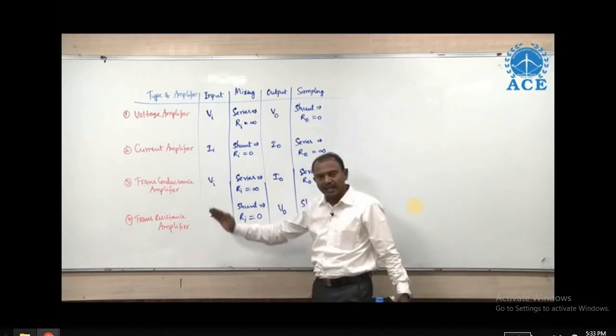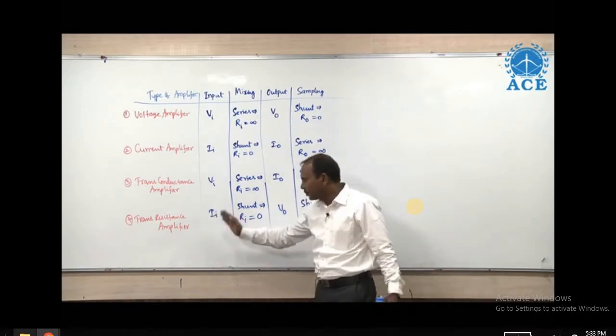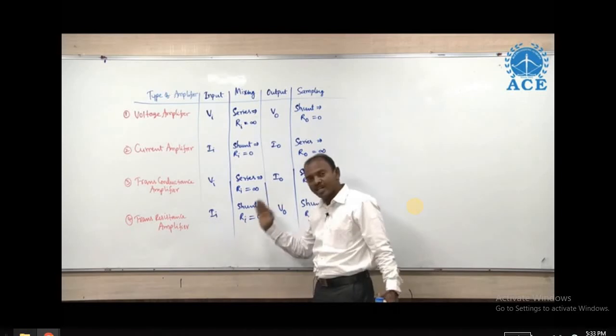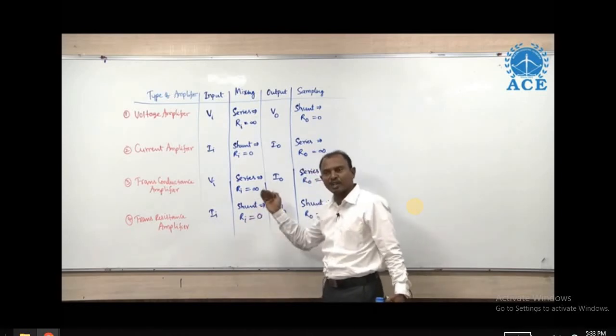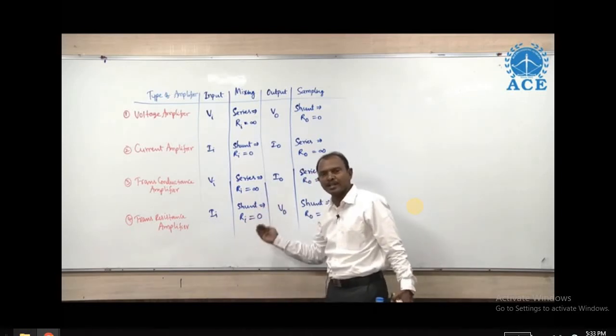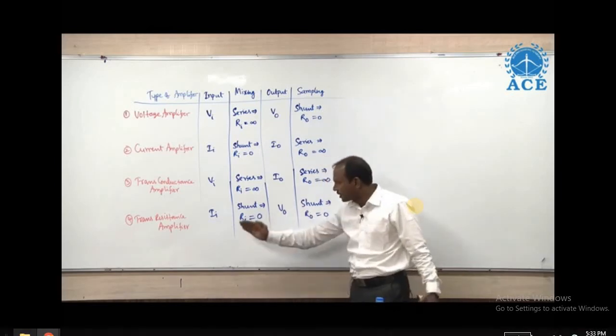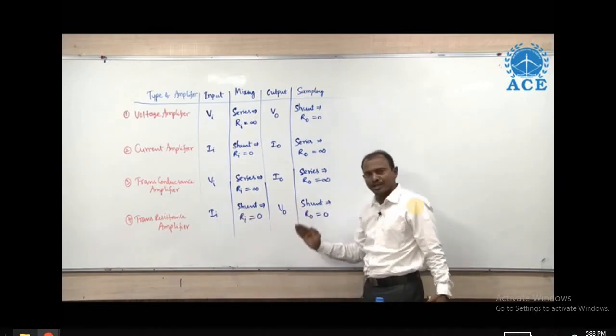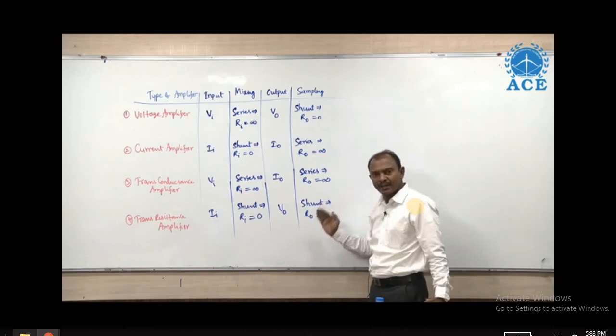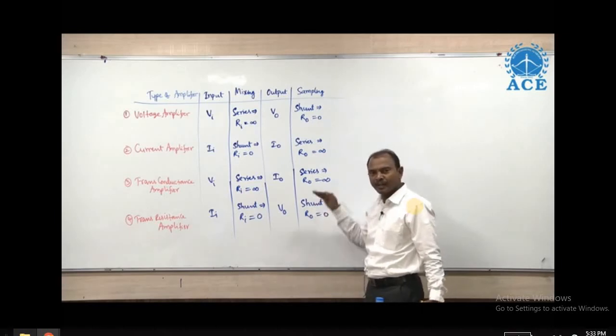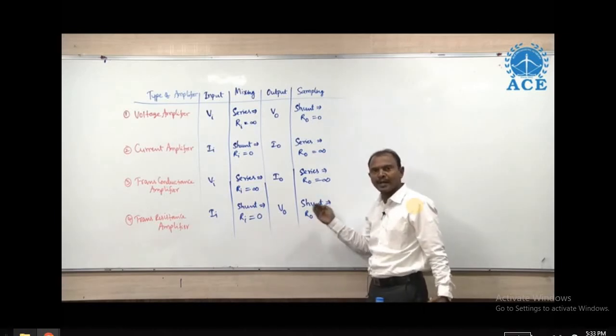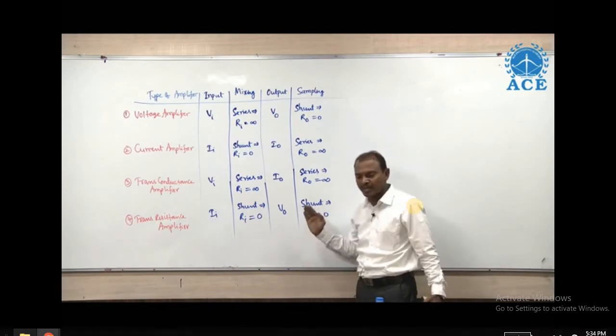Finally, in a trans resistance amplifier, input is current. Therefore, shunt mixing is required. Shunt mixing will automatically reduce the input resistance ideally to 0. And output in the same amplifier is voltage. If output is voltage, shunt sampling is required. Shunt sampling will automatically reduce the output resistance to ideally 0. So, option D is correct.